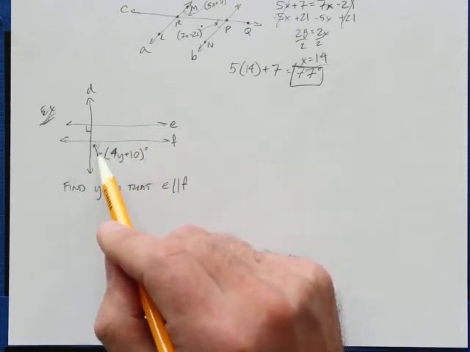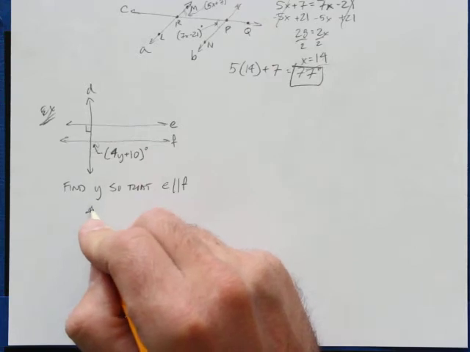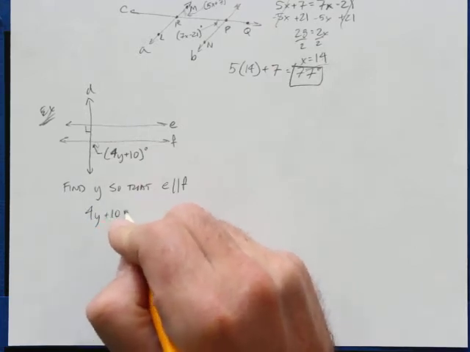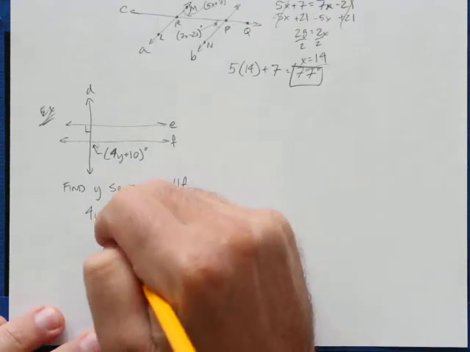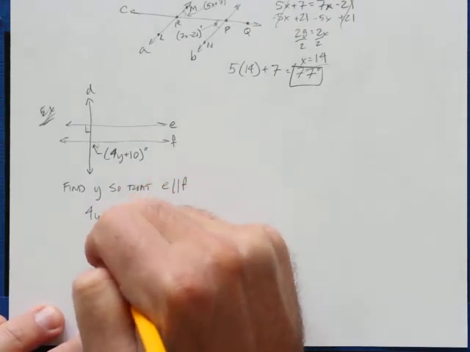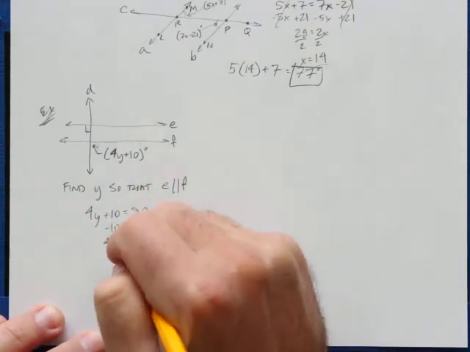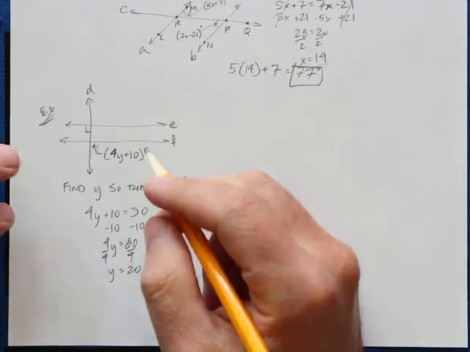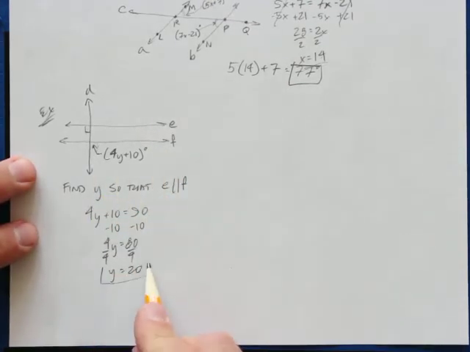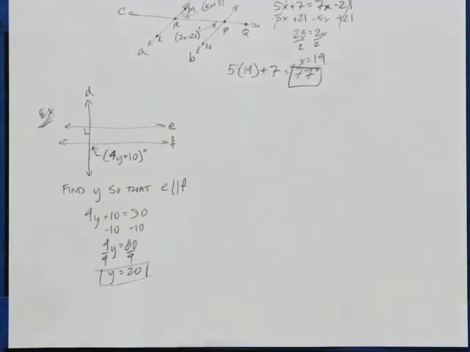Therefore, I'm just going to take this angle and set it equal to 90 degrees, and I'm going to solve for y. 4y equals 80, divide by 4, y equals 20. And that is what they asked for. Just find the value of y, and there it is.